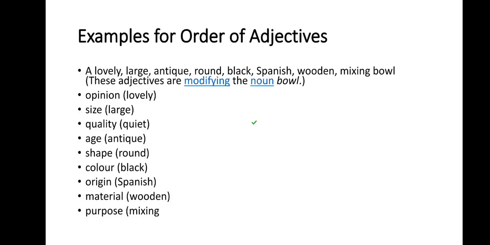So first you have to put the word that comes under the category of opinion. Then you should see the size, then quality, age, shape, color, origin, material, and then purpose. For which purpose is that bowl made? Understood, children? So it says a lovely, large, antique, round, black, Spanish wooden mixing bowl.